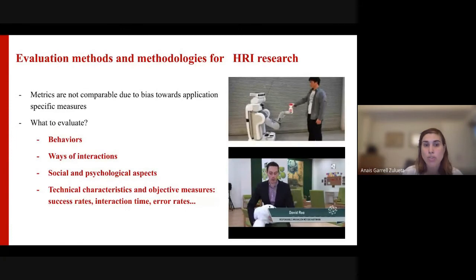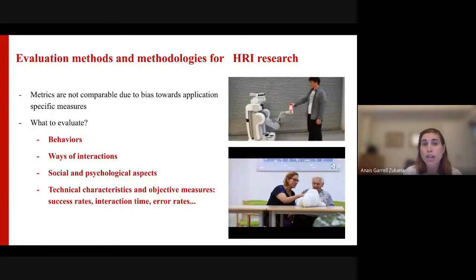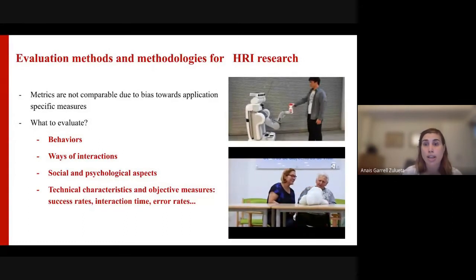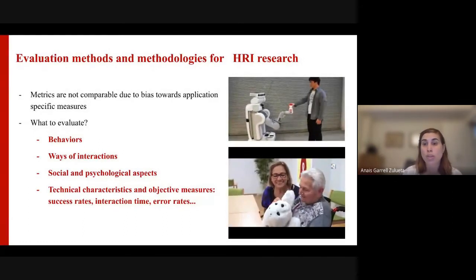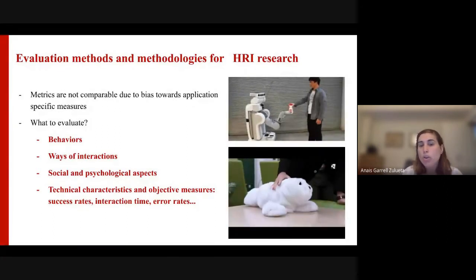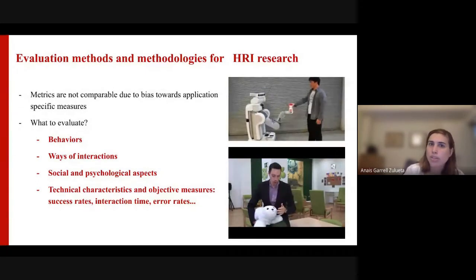Then here we have to consider social and psychological aspects. This is one of the, for me, greatest things in human-robot interaction, that we have to work with different people from other research fields like psychology, medical doctors. We have to work with neuroscientists, and all together we are studying how this interaction is done. And of course, we can measure technical characteristics like success rate, interaction time, error rate. Of course, we have to study that, but we cannot avoid human perception.